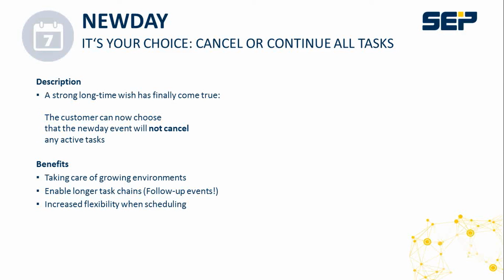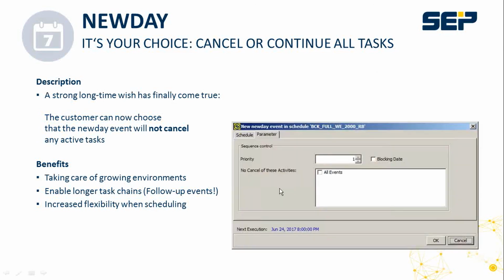So now it's possible to specify the option so that the SEP sesam doesn't cancel running tasks. And I think this is very helpful if it comes to enterprise environments with a huge amount of data for backup, huge full backups. And so it's absolutely necessary to keep track with the development in the IT infrastructure environments. Yeah, that's the option in the dialog box with the new day event. You can click on all events if you want to cancel or not all these backup tasks or restore tasks or whatever.